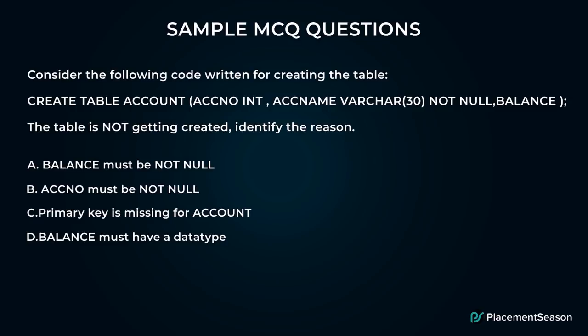The table is not getting created. Identify the reason. Option A, balance must be not null. Account number must be not null. Primary key is missing for account table. Balance must have a data type. So the constraints are optional. The not null condition while creating the table is an optional field, so option A and B are ruled out. And also primary key declaration is not mandatory. So the answer would be option D, balance must have a data type. For all the columns, data type needs to be mentioned. Let's move on to the second question.